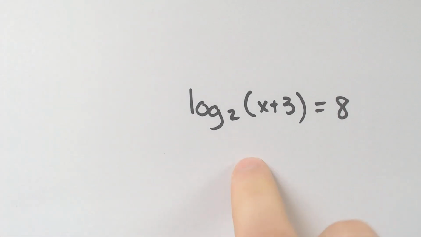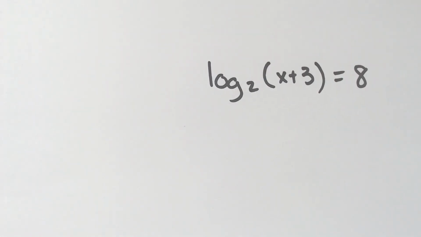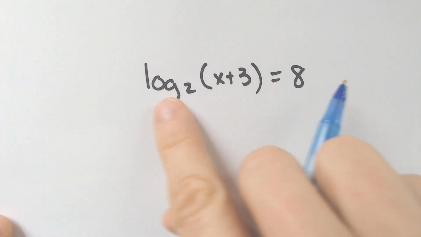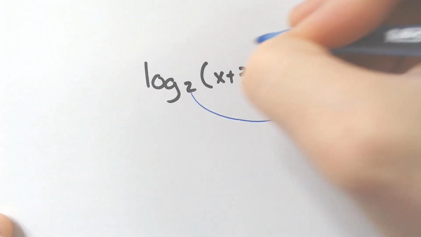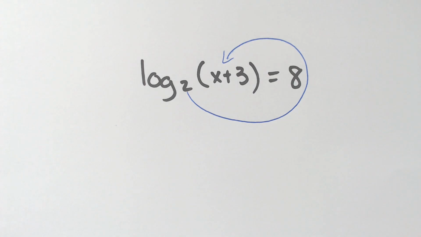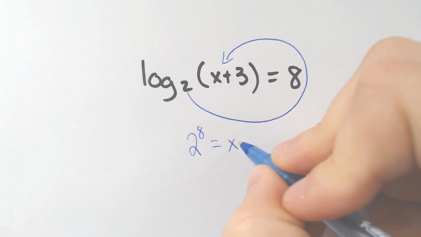Today, we're going to be solving logarithmic equations like this one. So, we're going to use my patent-pending swish method. If you have the log already by itself, like we have here, you can swish this around. That's what I call it, at least. And that would mean that you would do 2 to the 8th is equal to x plus 3.